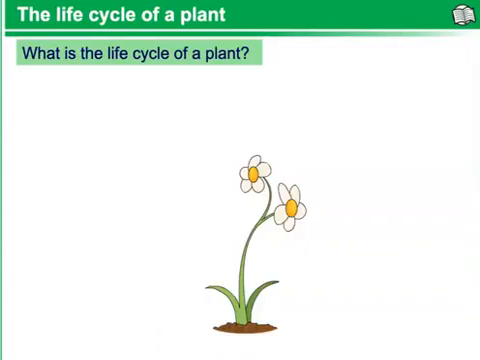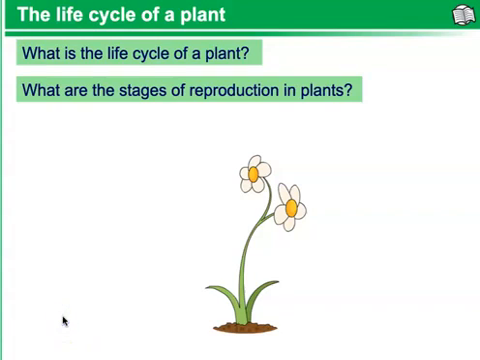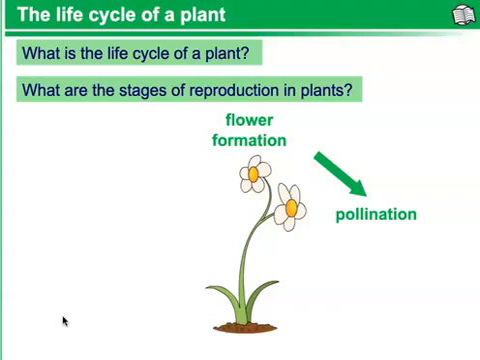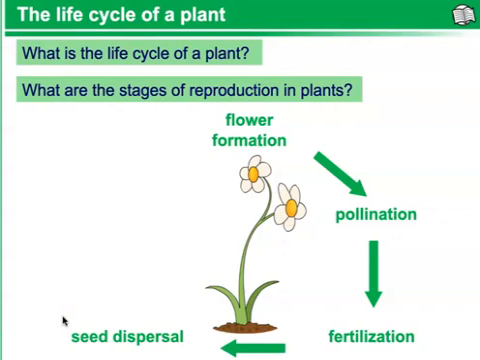The life cycle of a plant. What is the life cycle of a plant? What are the stages of reproduction in plants? Initially, we have flower formation, and then pollination, followed by fertilization, seed dispersal, and a new plant growing, which is then followed by flower formation, pollination, fertilization, seed dispersal, and new plant growing.